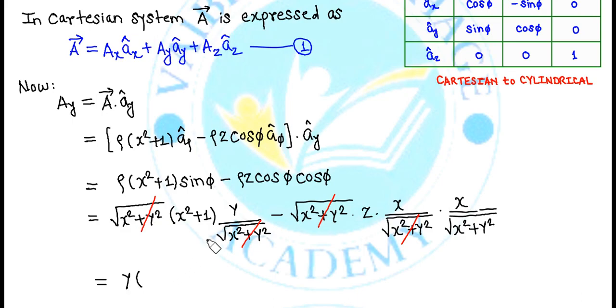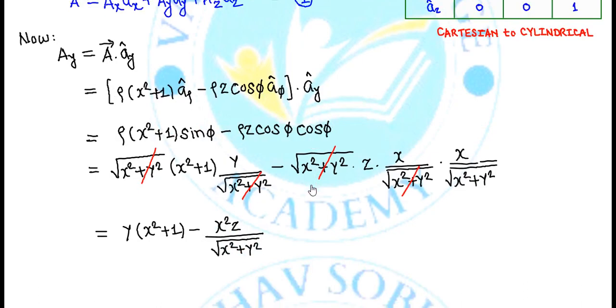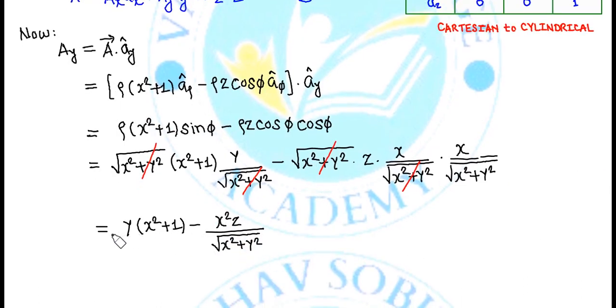If we rearrange that, we have y into x square plus 1, then minus x into x square, and then this z, which equals x square z divided by the square root that is left over here, square root of x square plus y square. Okay, so this is the magnitude of the given vector A in the y direction.